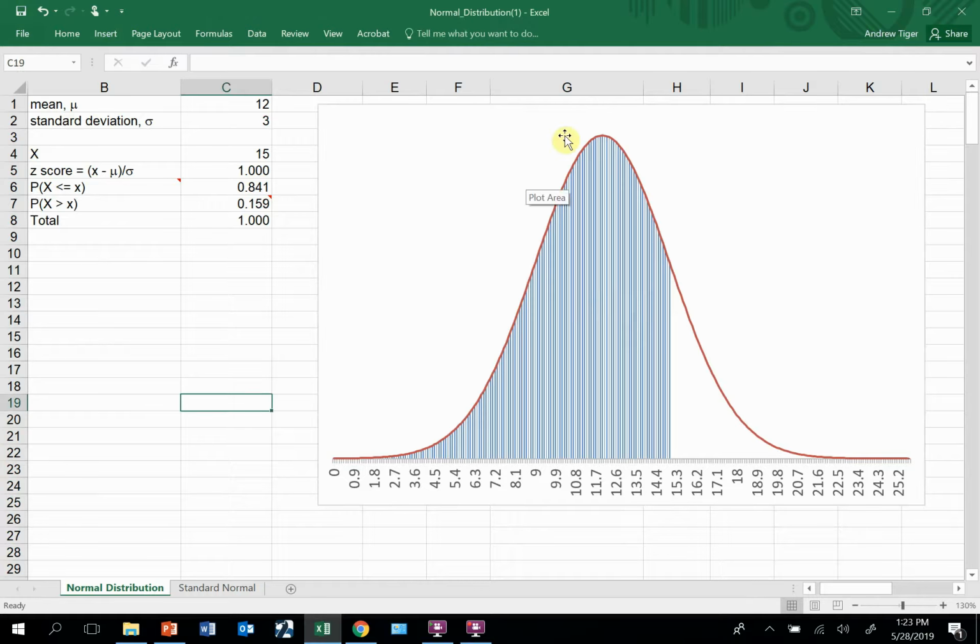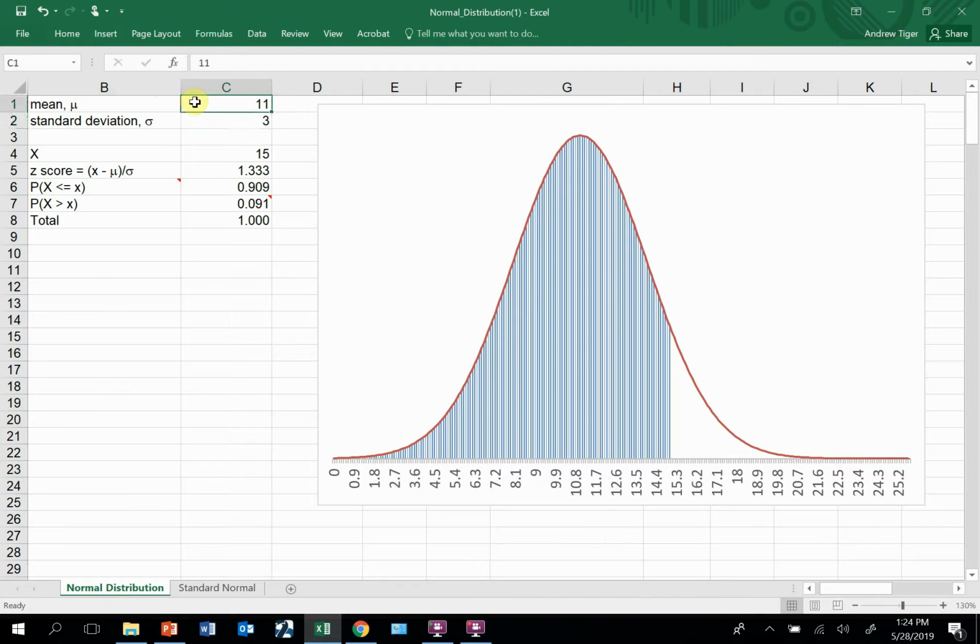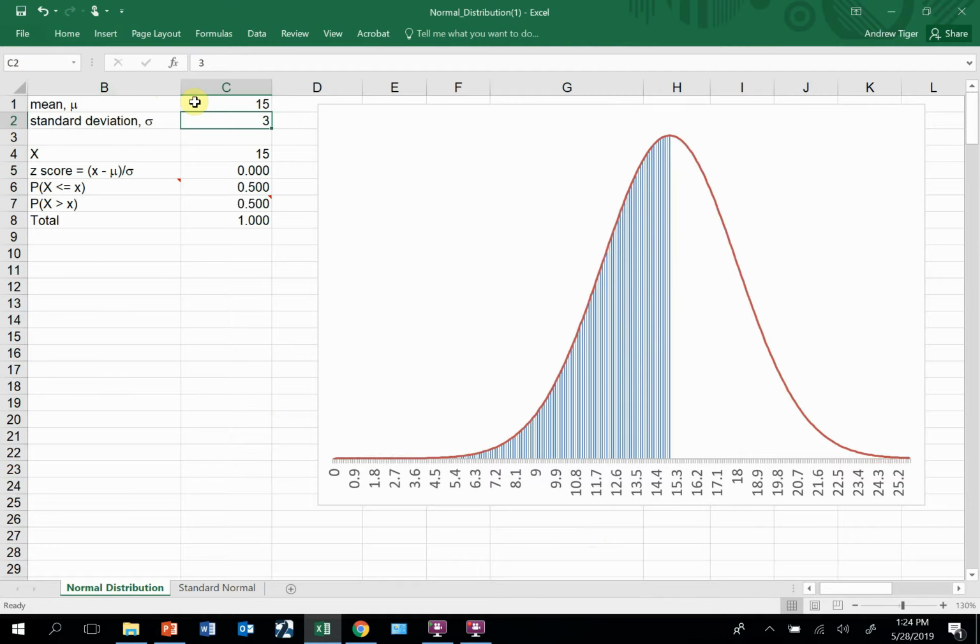Okay, so here's a normal distribution. You can see it looks bell-shaped, and right now it's centered at 12. I put the mean at 12 and the standard deviation at 3. Let's just change these numbers a little bit and see what happens. First of all, I'm going to make the mean smaller. I'm going to shift it this way. So if I make the mean smaller, the distribution moves to the left. If I make it bigger, it shifts to the right.